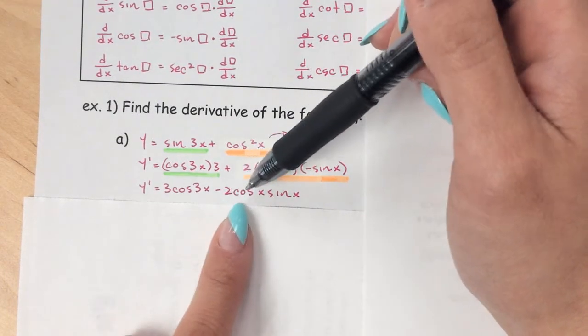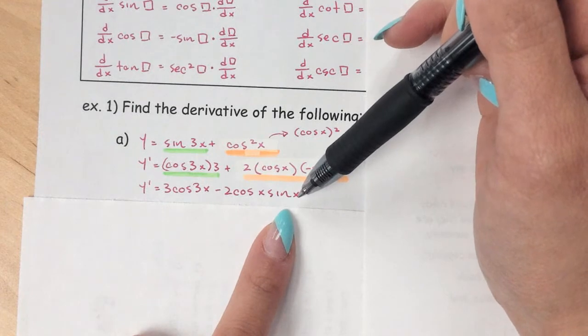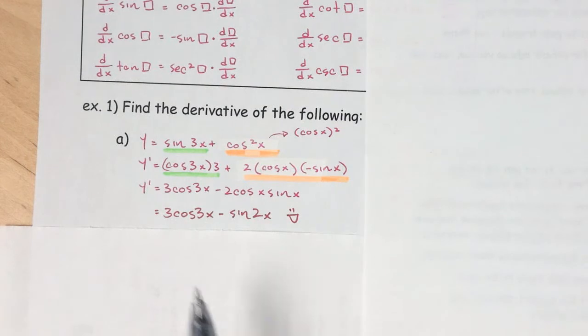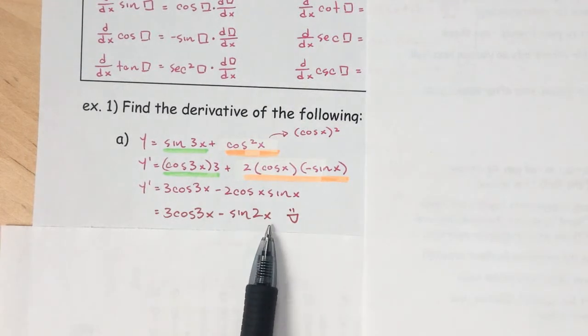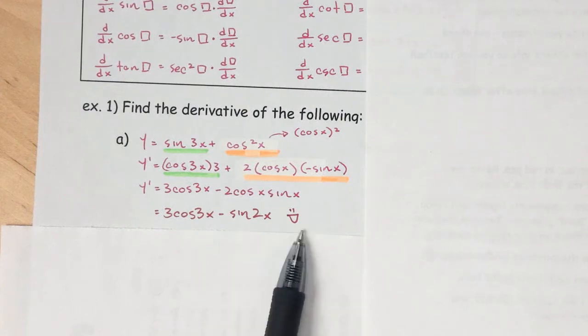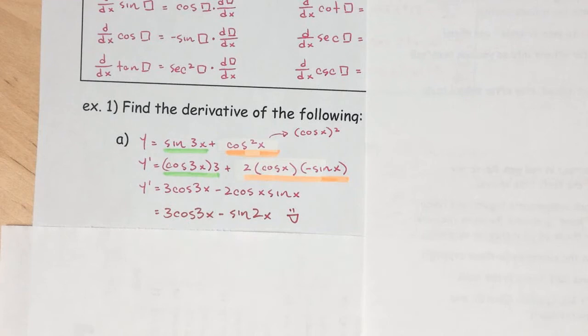So 2 cosine x sine x, that is a double angle formula. So really we can rewrite that as sine of 2x, right? Isn't that the double angle for sine? So that's why I have a happy face. So this is the final answer for A.